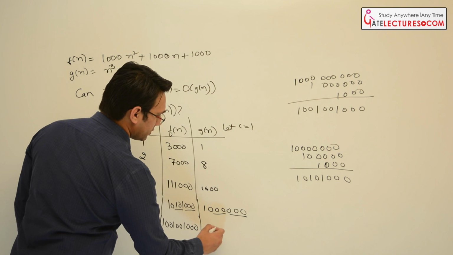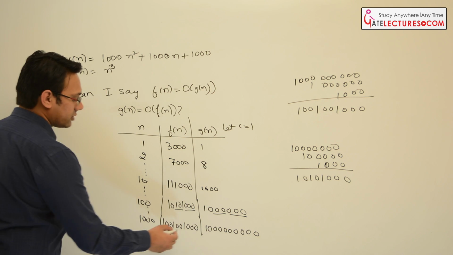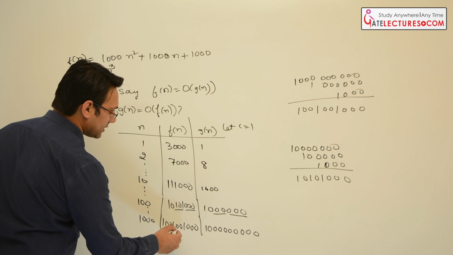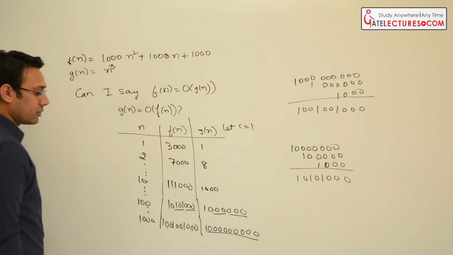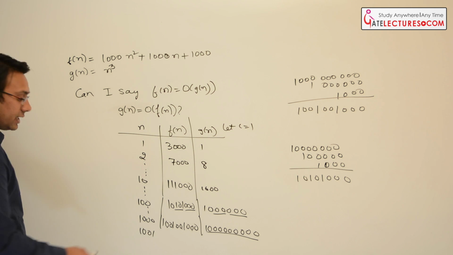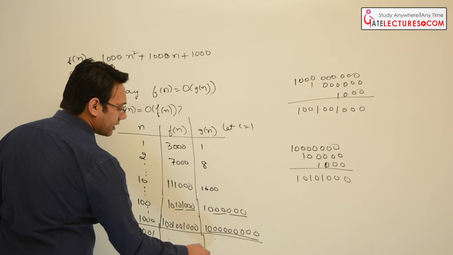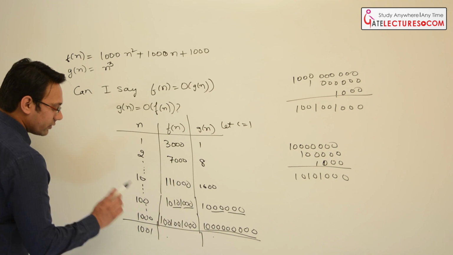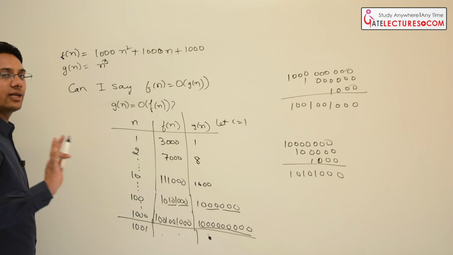It is 000000000. How many zeros are there? 1, 2, 3, 4, 5, 6, 7, 8, 9, so again 9 zeros. See, this value is getting close to this value. Now if I take even the value 1001, then this value will be less than this value. If I take any value greater than 1000, then this value will always be greater than this value. You can test this.